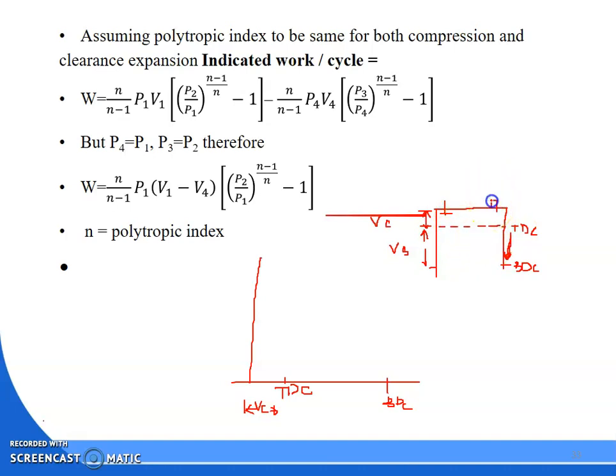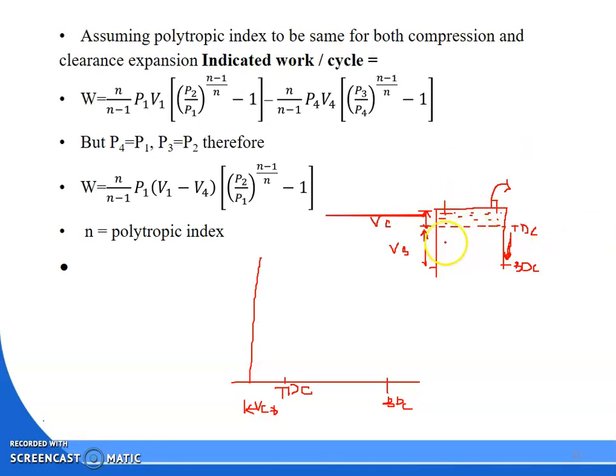After compression, some of the air will be delivered, but not all of it. Some of the compressed air may be left inside the cylinder, inside the clearance volume, which is the space left in the cylinder.